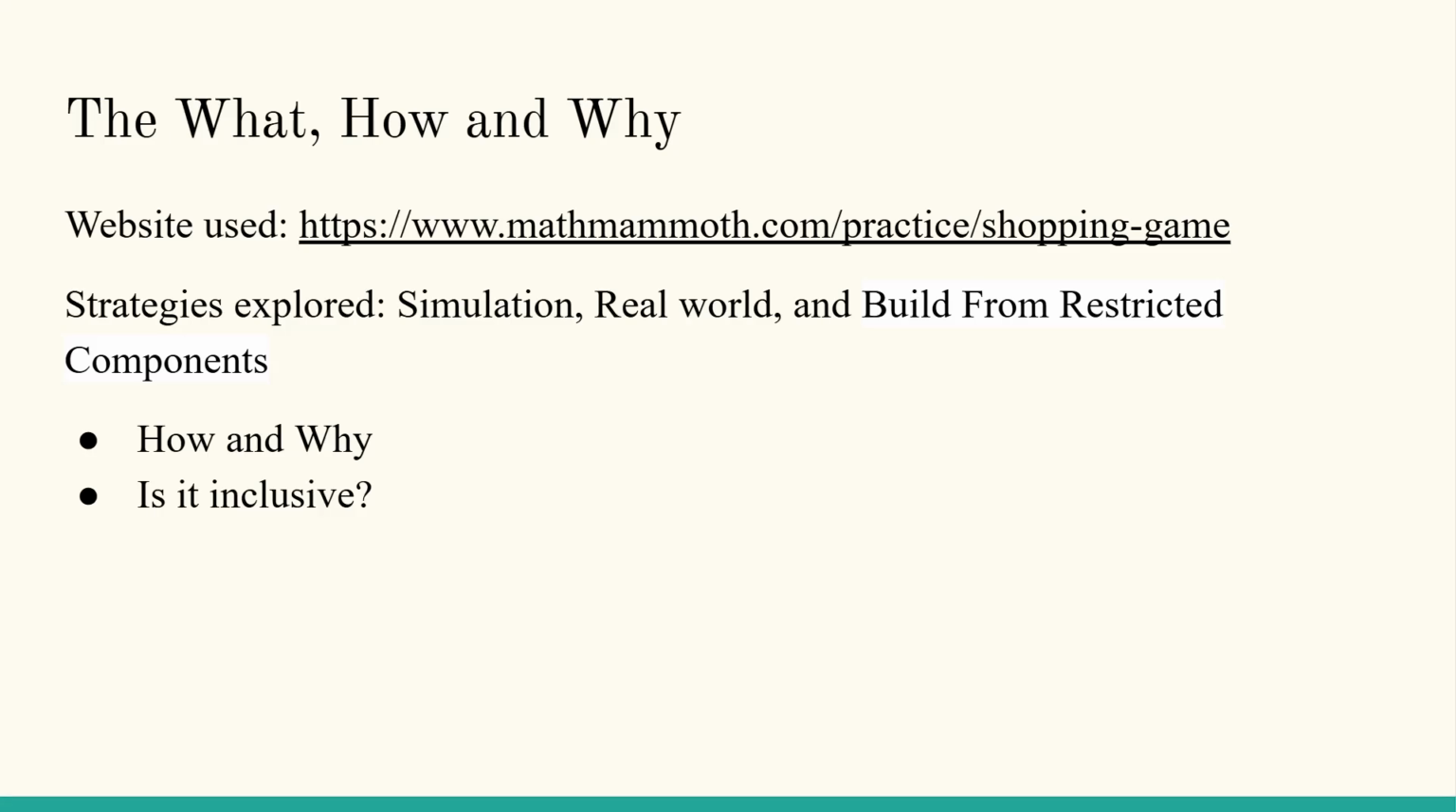And the strategy also explores build from restricted components, given the fact that sometime throughout the lesson, students will be asked to only use nickels, only use dimes, only use quarters, or don't use pennies, don't use quarters, don't use dimes. And so this relies on students to do some critical thinking, and they have to determine, well, if I don't have a quarter, how can I get up to 25 cents, such as 2 dimes and a nickel, or 5 nickels, or 25 pennies?